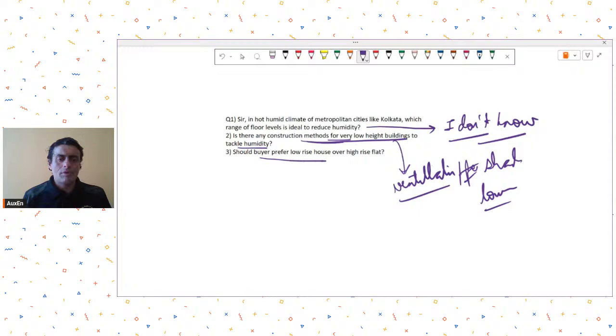Should buyer prefer low rise house over high rise flat? Again, I have no opinion on this. It depends on the budget of the buyer. It depends on the locality. It depends on a lot of things. So I don't think this is a straightforward choice that the buyer may always have. It depends on a lot of factors. So yeah, I don't have good answers to any of these questions.